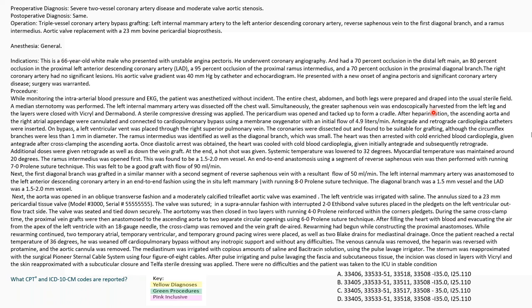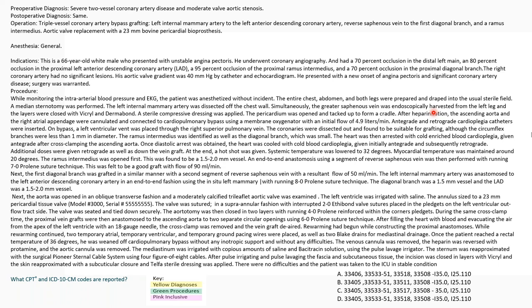Once the patient reached a rectal temperature of 36 degrees, he was weaned off cardiopulmonary bypass without any inotropic support and without any difficulties. The venous cannula was removed. The heparin was reversed with protamine and the aortic cannula was removed. The mediastinum was irrigated with copious amounts of saline and bacitracin solution using the pulse lavage irrigator.